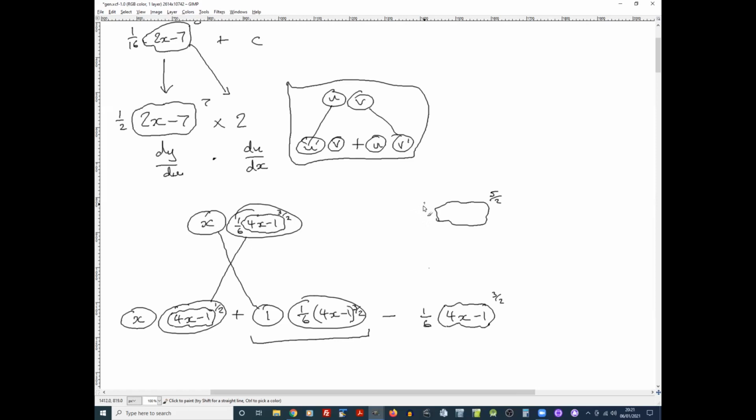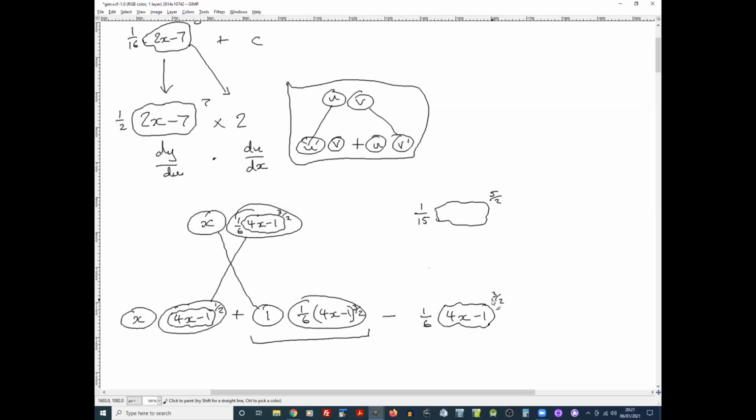We need to multiply. What other adjustment do we need? Oh no, so let's put that in. Let's test a 15th of all that stuff. What's 5/2 of a 15th? 1/6. That's what we want. And then we reduce the power by 1. So it's all working well.